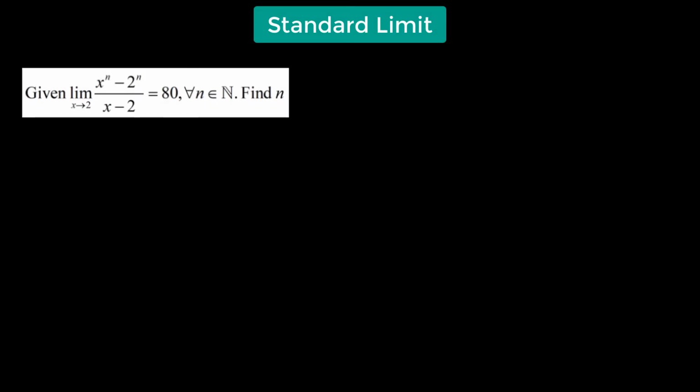So here we're given that the limiting value of the function when x approaches 2 is equal to 80, where n belongs to the set of natural numbers N. So we have to determine the value of n. Let us begin by finding the limit on the left hand side by applying our standard limit value.